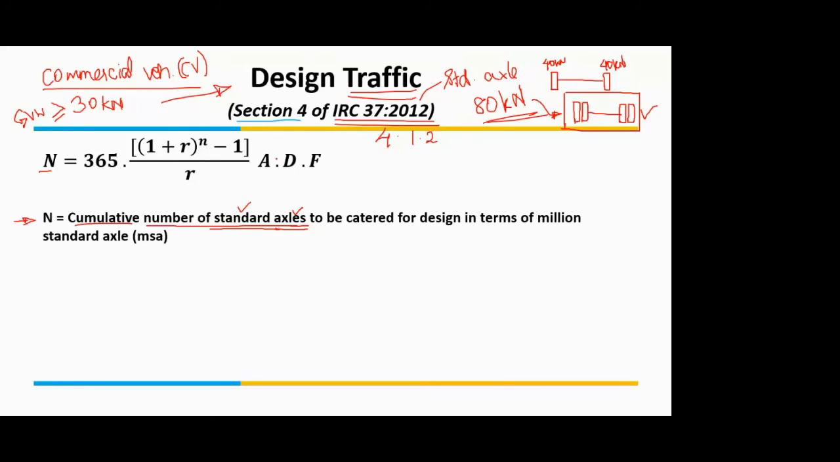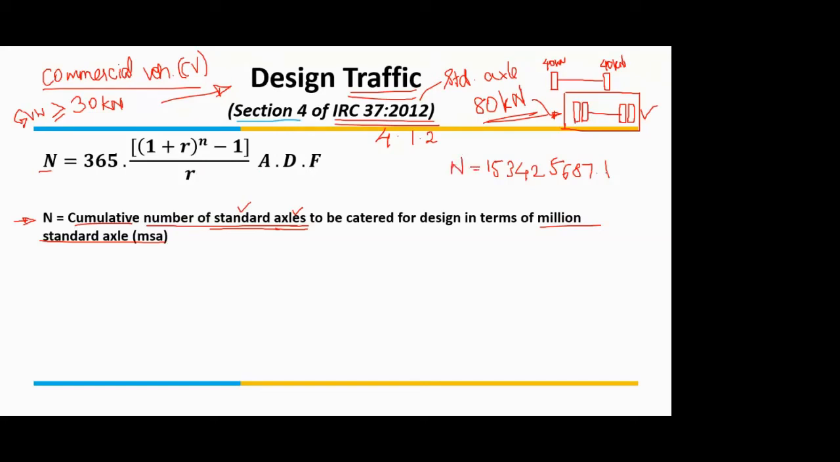Now you come to the next point, where we see the commercial vehicles, and another thing is this million standard axle. You'll see when we solve the numericals, the value that we get of this design traffic is something, I'll just write an arbitrary number over here. Something like this, a huge figure you get after giving all the inputs to this formula. The N value you get is something like this.